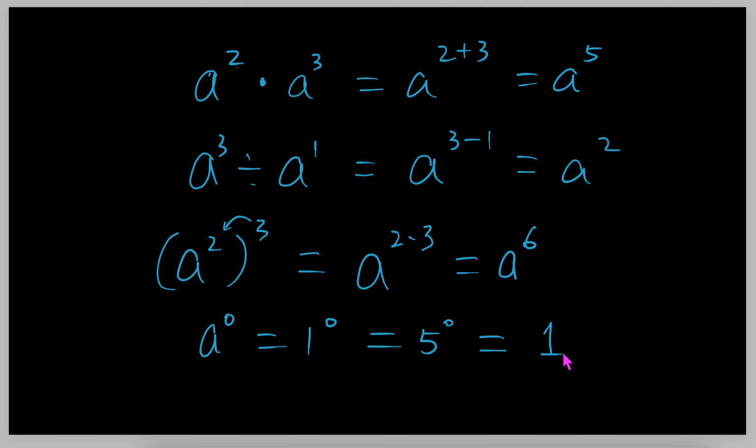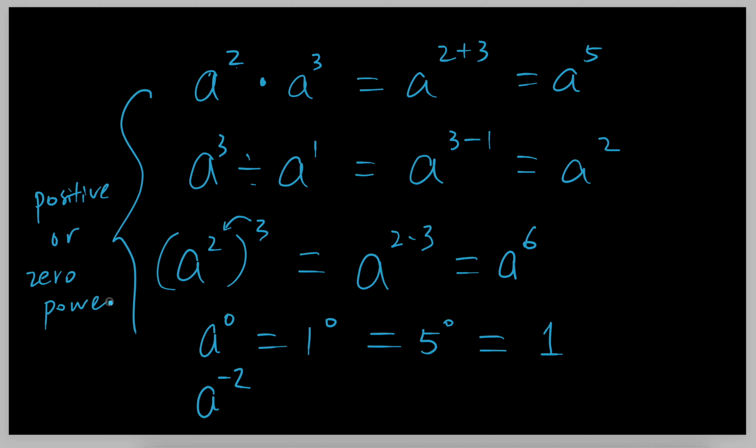And then of course you have a to the power of negative 2. Can you see everything here is positive or 0 power, but this one is negative power? How do you do negative power? If you have negative power, you need to do 1 over it, and change it to positive power.